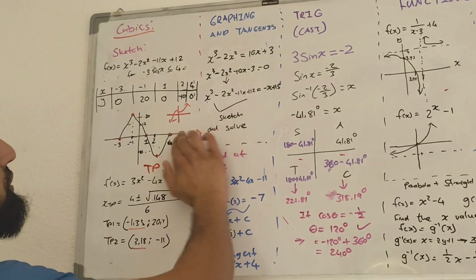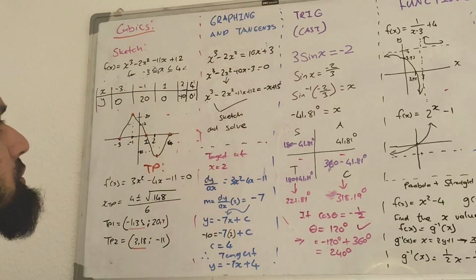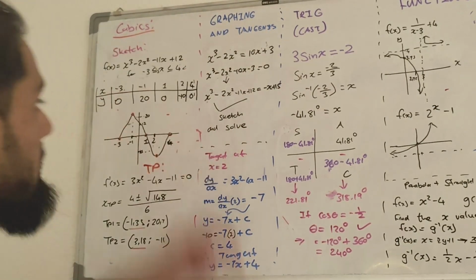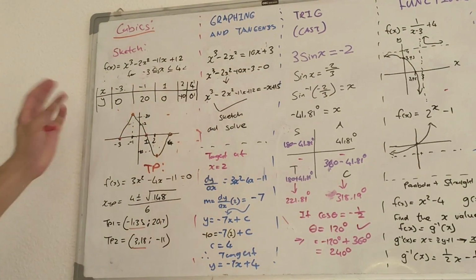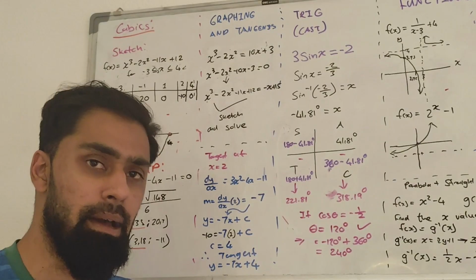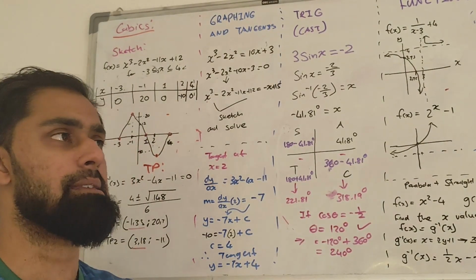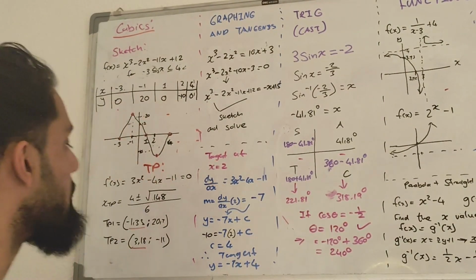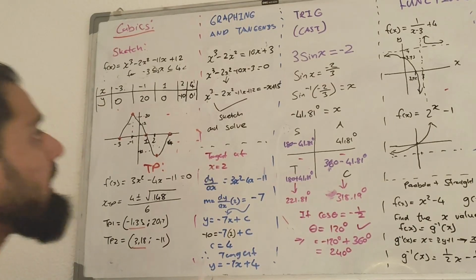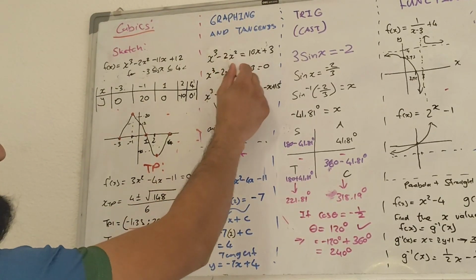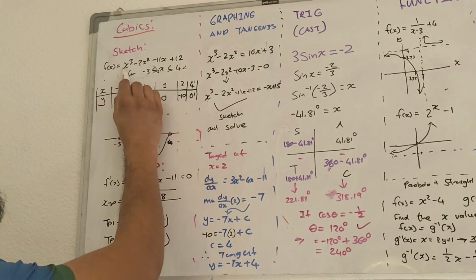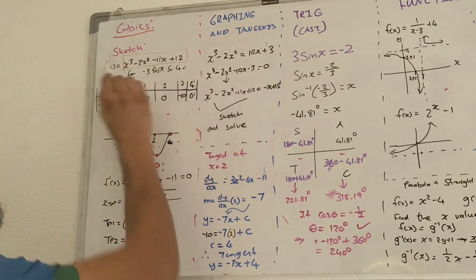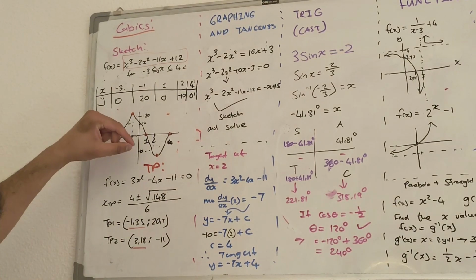Now, a follow-up question to the cubics is graphing and tangents. They could ask a question like x to the 3 minus 2x squared is equal to 10x plus 3 as a follow-up to this question on my cubics. The big issue here is that you need to manipulate this such that you can use your graph to determine the answer. I've shown you how to do it. We have x cubed minus 2x squared is equal to 10x plus 3. I need to get this back in, because that will help me use this graph.